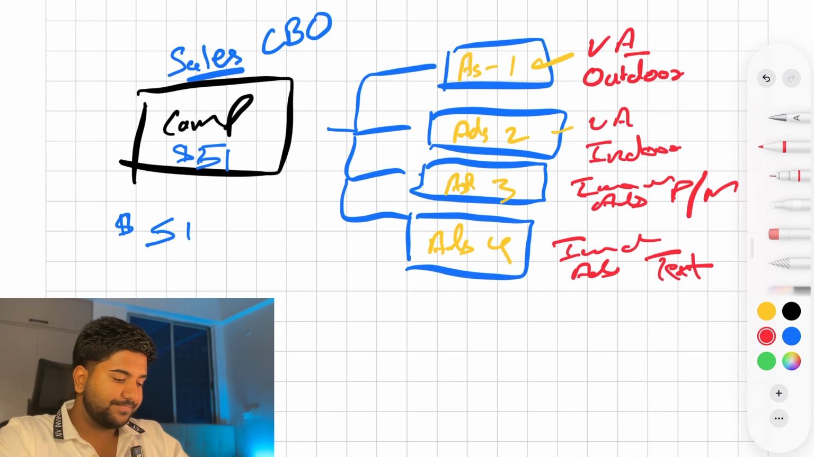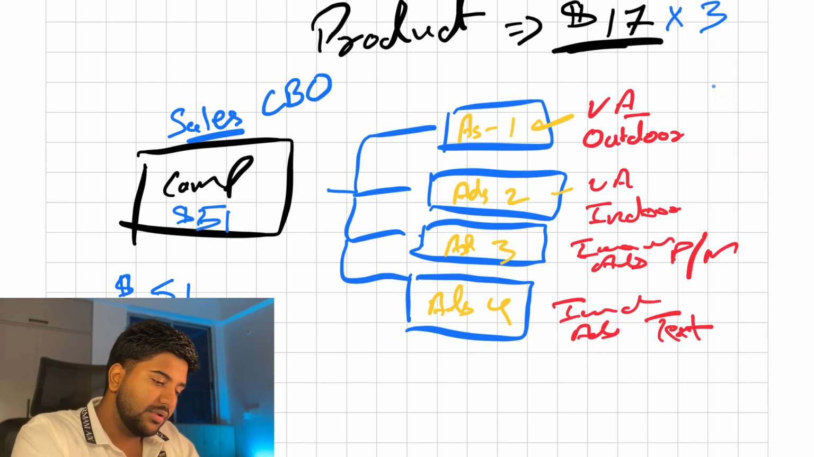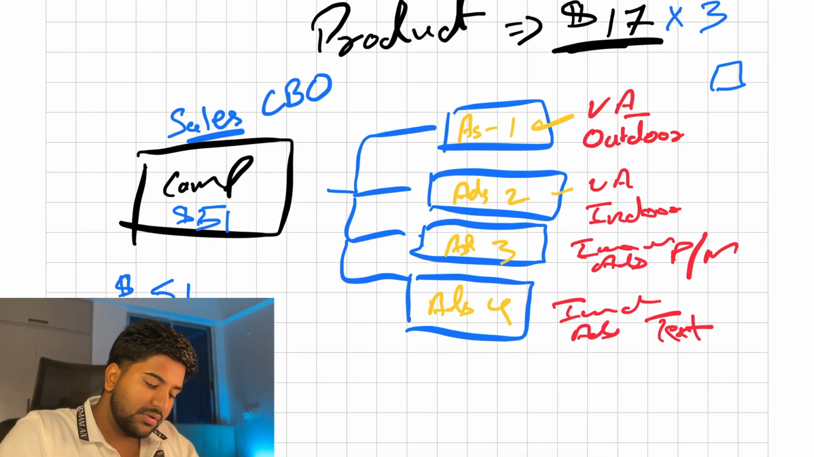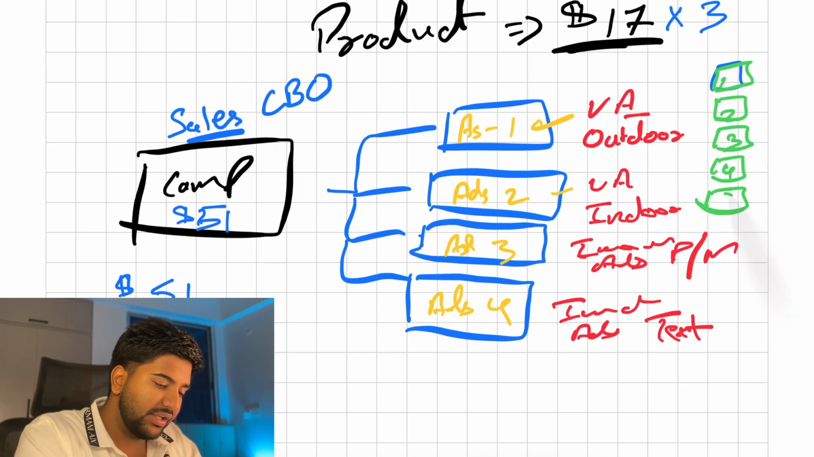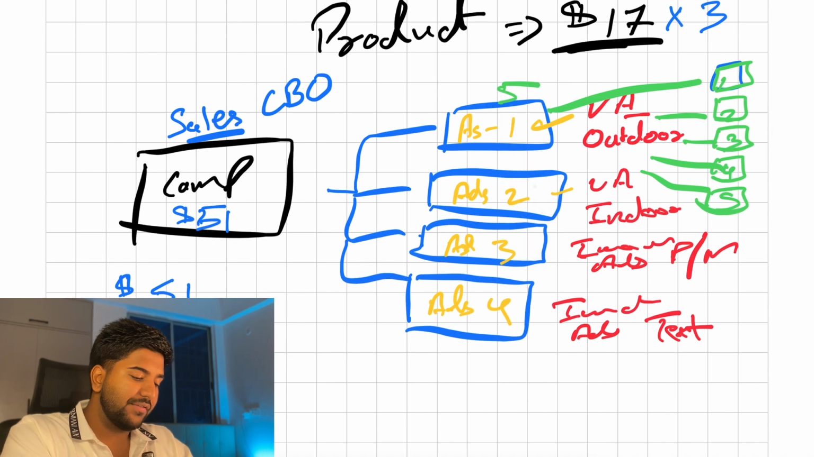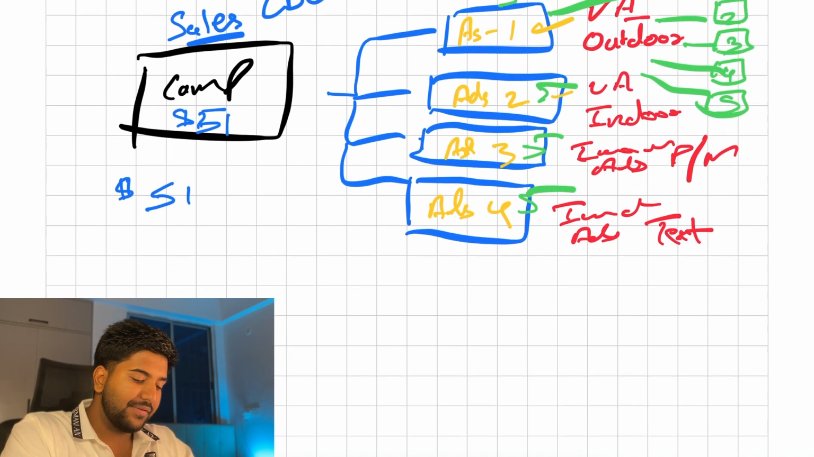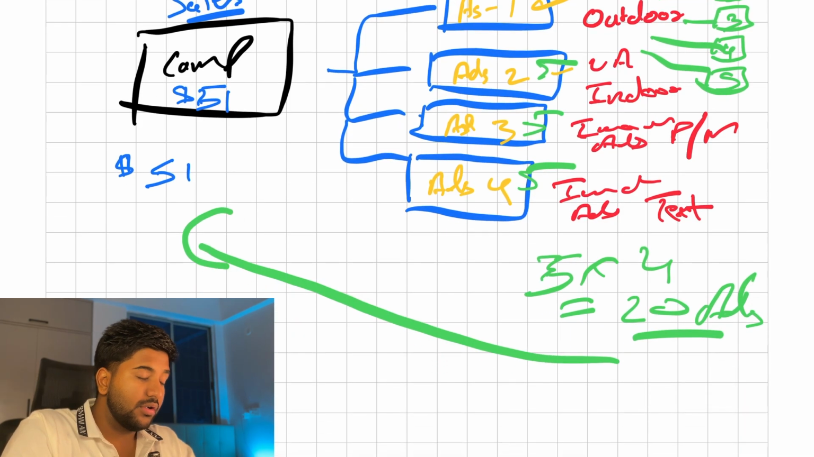After this, in each angle, in each ad set, you will have 5 ads: 1, 2, 3, 4, 5, connecting with each ad set. Similarly, you have to do it for each. So 5 here, 5 here, 5 here, and 5 here. So in total you will have 5 times 4, which is 20 ads running for $51.